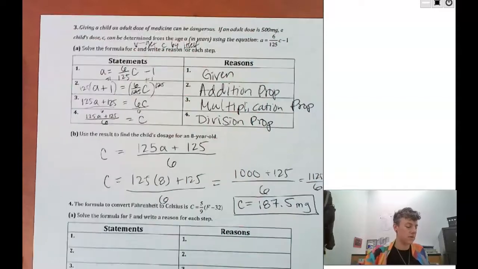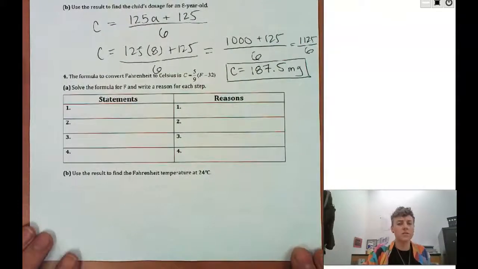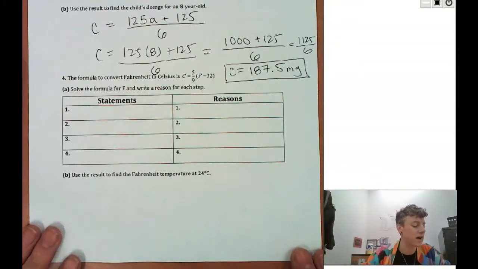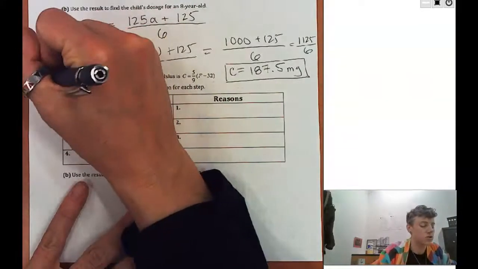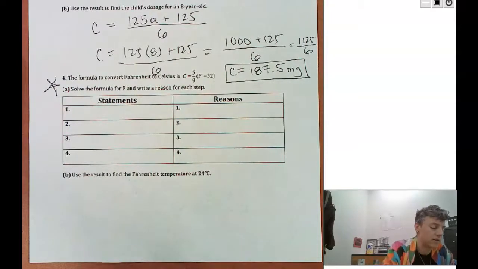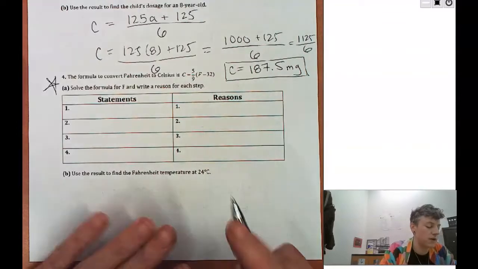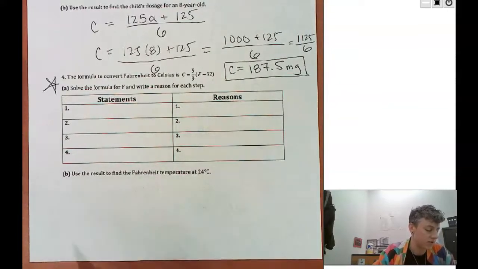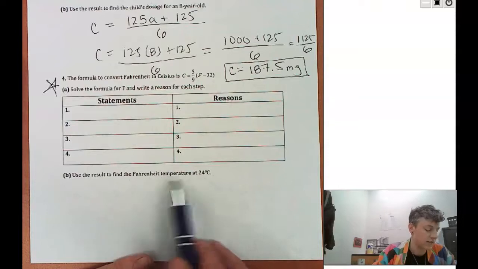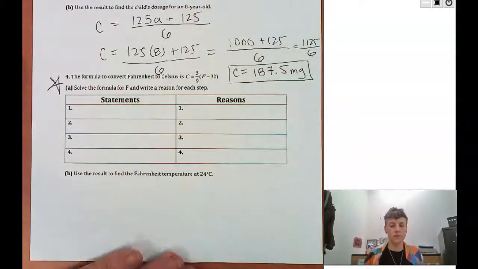Great. All right. Question number 4. The formula to convert Fahrenheit to Celsius is C equals 5/9 times F minus 32. This looks like a candidate for my scholars to do. You know what the given is. It's that. You're going to solve the formula for F, get F by itself, and write a reason for each step, and then figure out what Fahrenheit temperature is equivalent to 20 Celsius. Awesome. You guys are doing great.